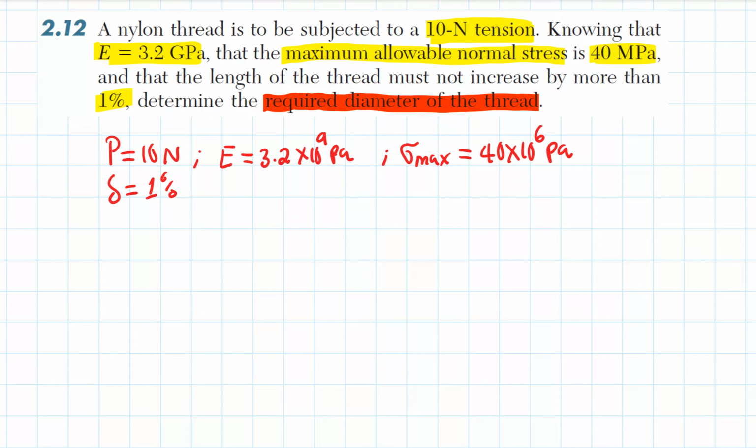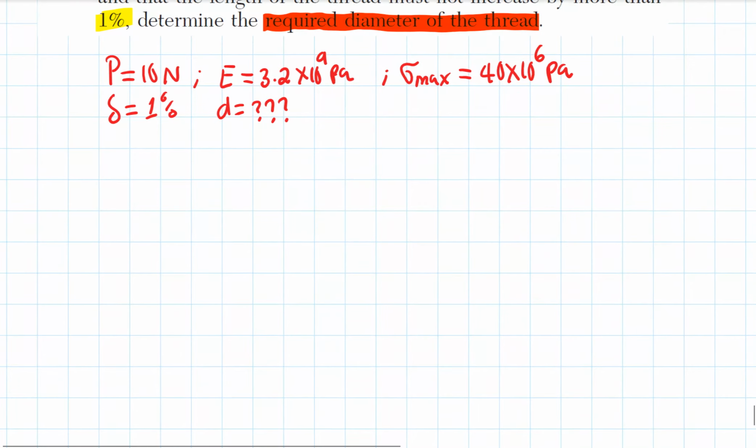Determine the required diameter of the thread. So here we want to find the diameter. Since we are dealing with the diameter, that means that the cross-sectional area of the nylon thread is a circular cross-section. Area equals pi over 4 d squared.